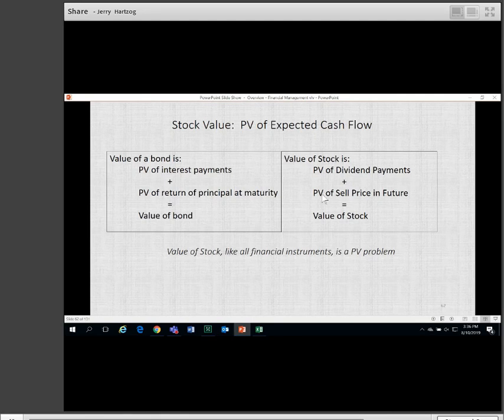And there's no return at maturity, but stock investors don't hold the stock forever. In the future, when they sell the stock, they get cash coming in. That's analogous to the return of principal at maturity. And we add those two together, we get the value of the stock. So really, all financial instruments, stocks, bonds, anything, they're all a present value problem. That's why we were looking at time value of money in the previous session.